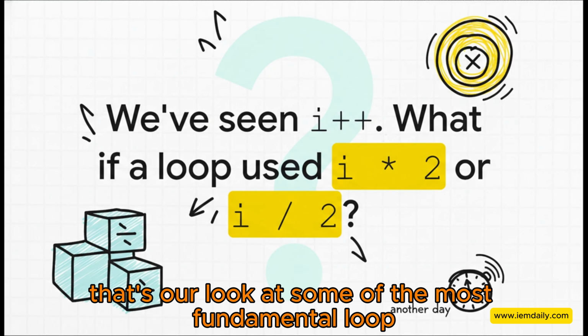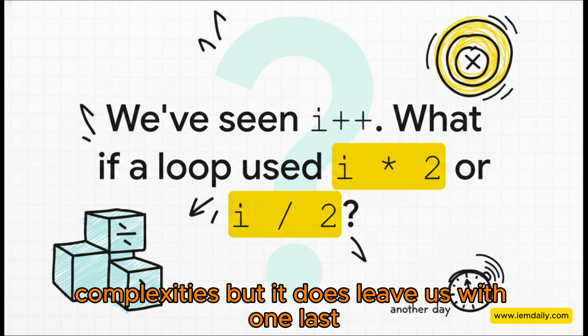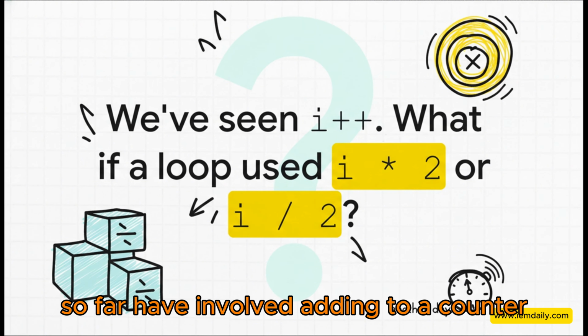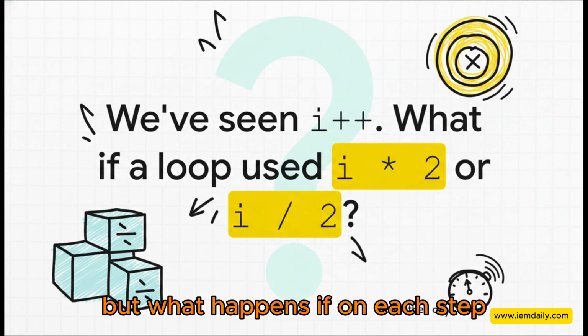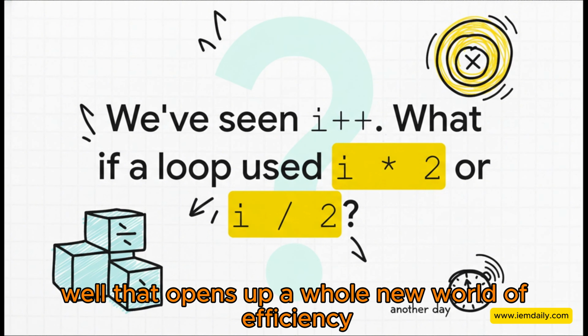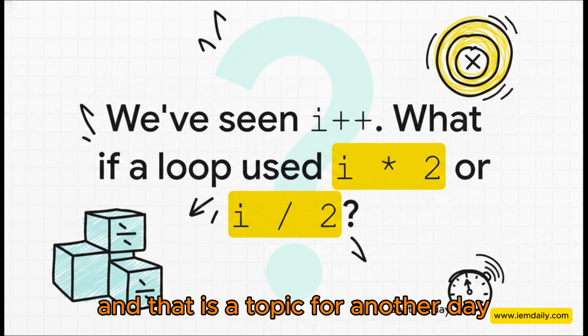And that's our look at some of the most fundamental loop complexities. But it does leave us with one last, really interesting question. All of our loops so far have involved adding to a counter. But what happens if, on each step, we multiply our counter? Or what if we divide the problem in half over and over? Well, that opens up a whole new world of efficiency, and that is a topic for another day.